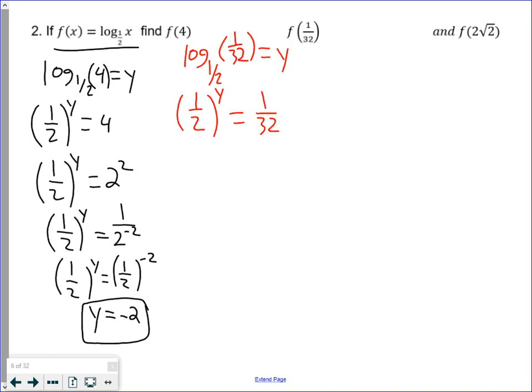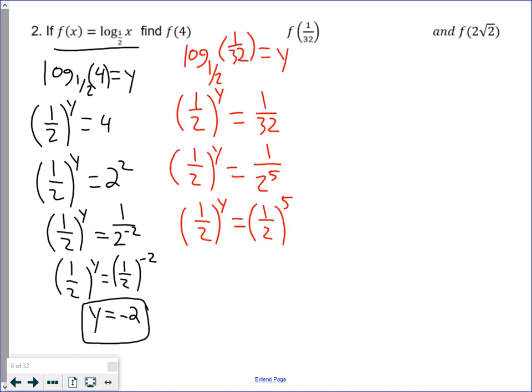So 1 over 32, that's the same thing as 1 all over 2 to the 5th power. And because we have a 1 on the top of the fraction, we can factor out that 2. Or sorry, the 5, not the 2. Or factor out the exponent. So we get 1 over 2 to the 5th power, or y equals 5.